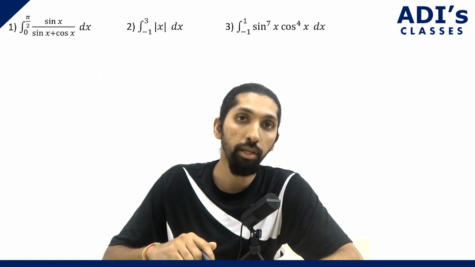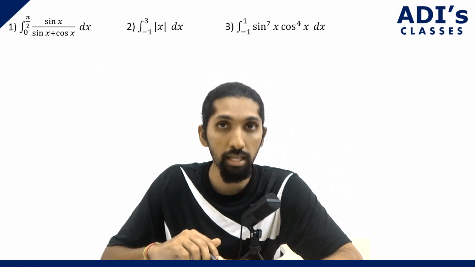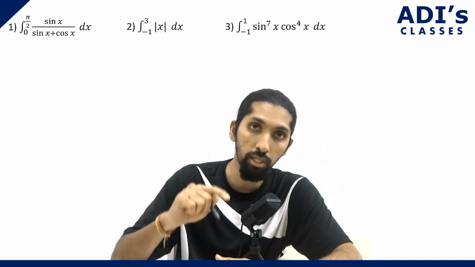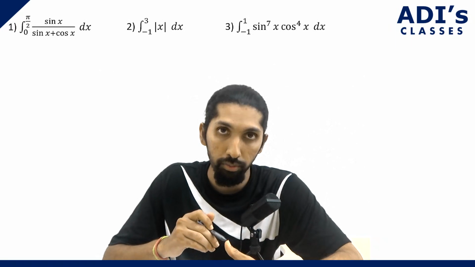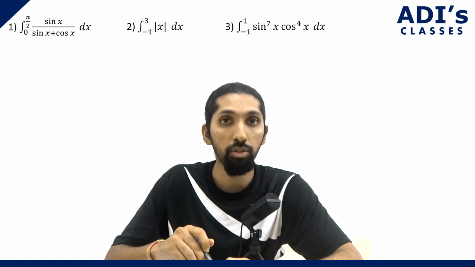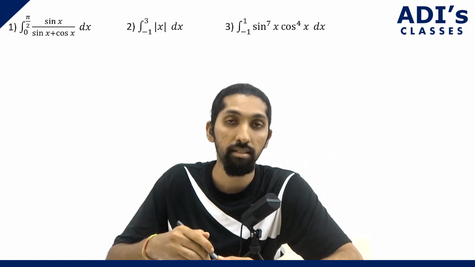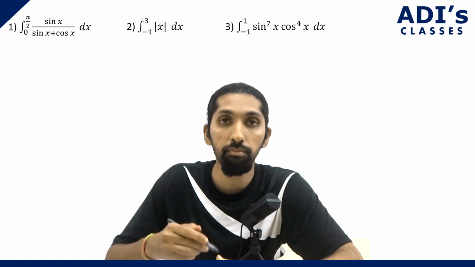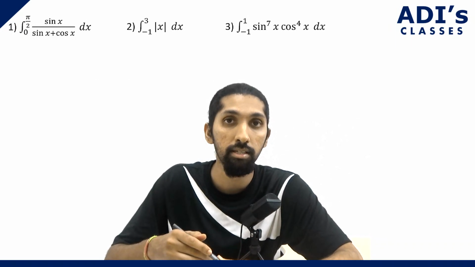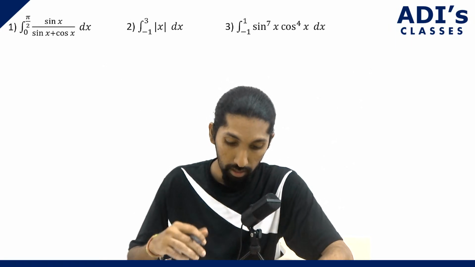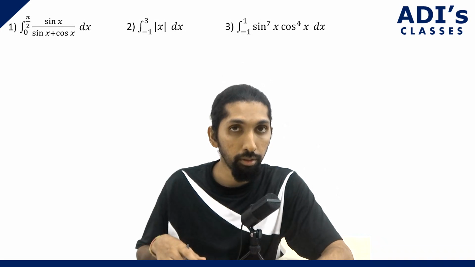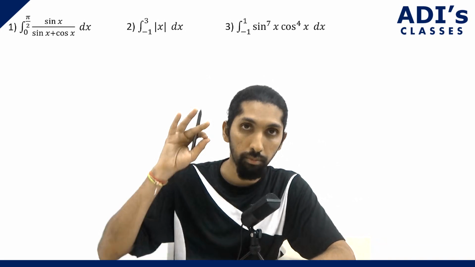Now, in this particular problem, you have 0 to pi by 2. So which one do we use? Because for the fifth property as well as the third property, we have 0 to a and 0 to 2a. So which one do I use? Now comes the question of practice, because the more you practice, the better judgment you will have to say that we have to use this property. Now, what we are going to do here is use the third property.